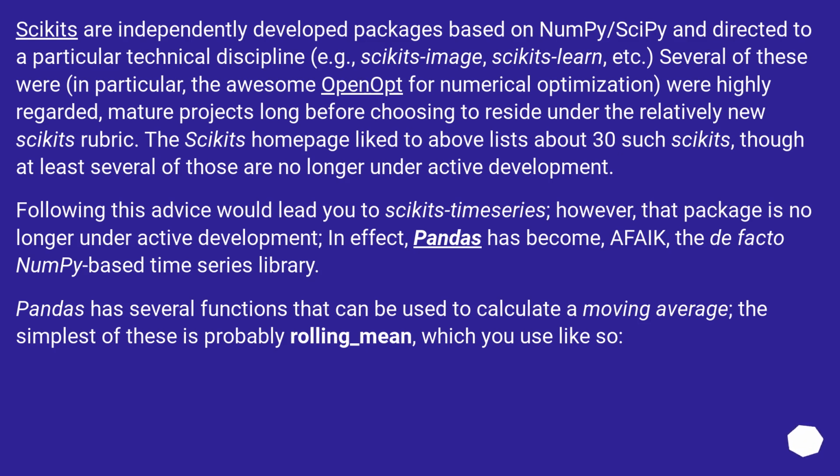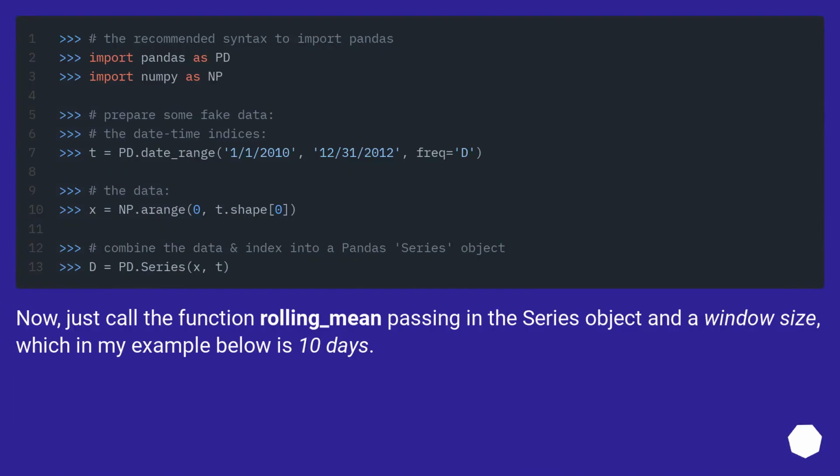In effect, pandas has become, as far as I know, the de facto NumPy-based timeseries library. Pandas has several functions that can be used to calculate a moving average. The simplest of these is probably rolling_mean, which you use like so. Now, just call the function rolling_mean passing in the series object and a window size, which in my example below is 10 days.